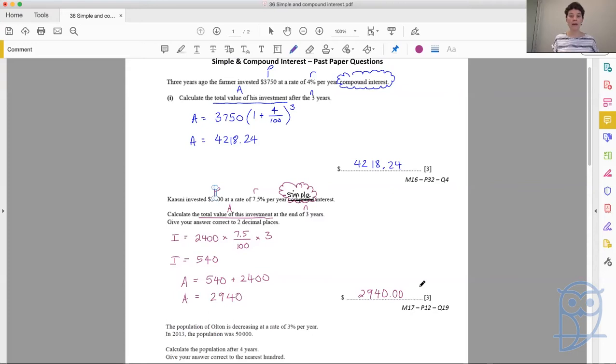So are we happy with the basics of the simple and compound interest? We've got some more interesting questions to go on to, which extend things a little bit more. If everybody is cool, it's looking good, so let's carry on.